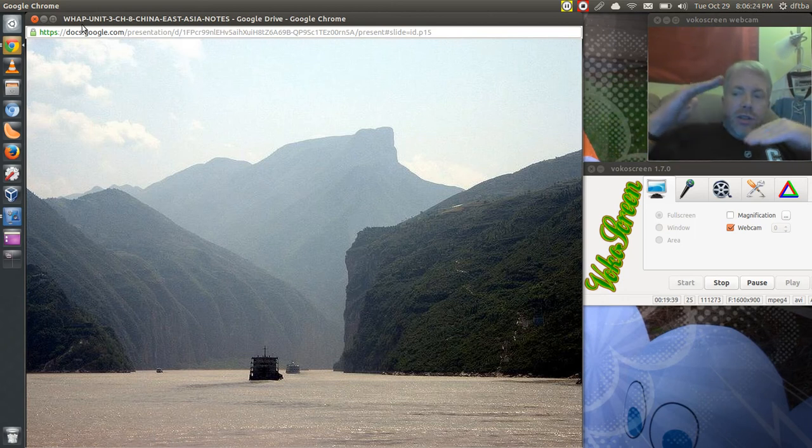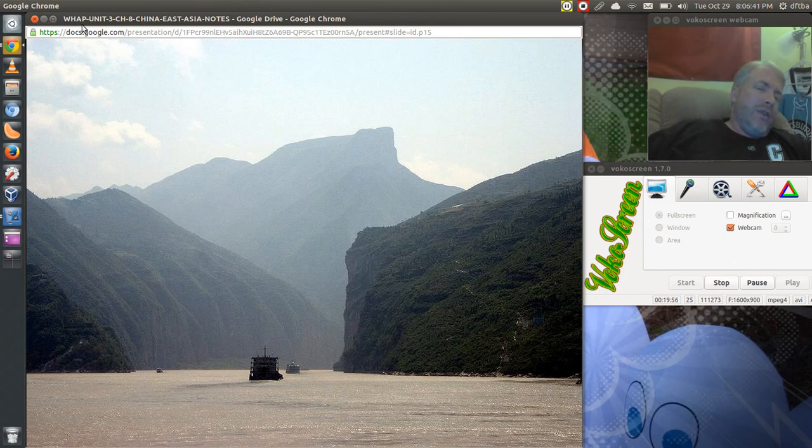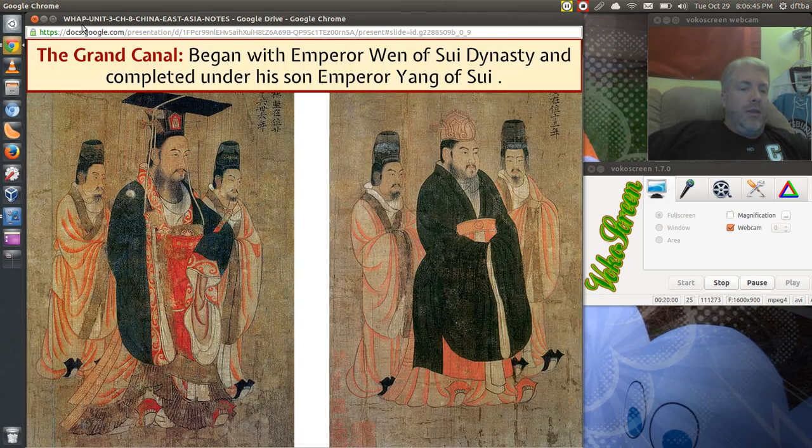Now, they used a series of locks to change the water level so that ships can ride down through it. But the amount of effort and work put in by almost slave labor of people who worked really, really hard and were kind of taken advantage of. And during the Sui dynasty, you see those folks rebel because they realize they put in all this work and didn't get compensated for it. So the Grand Canal began under Emperor Wen of the Sui dynasty, and it completed under his son, Emperor Yang of Sui.